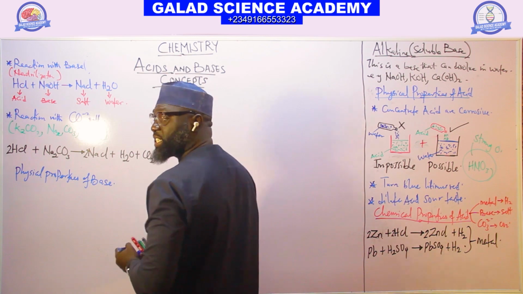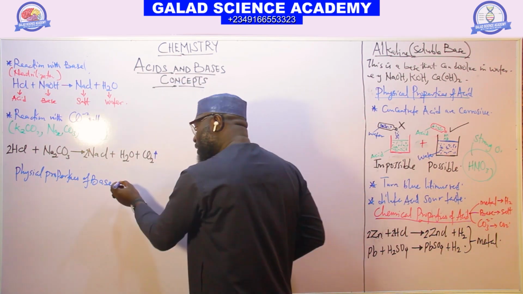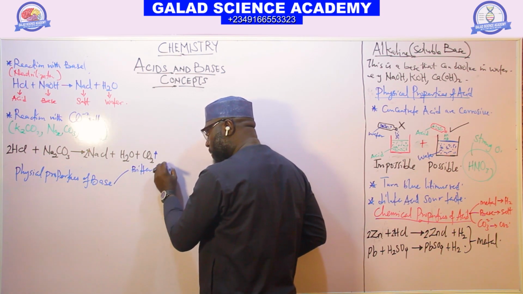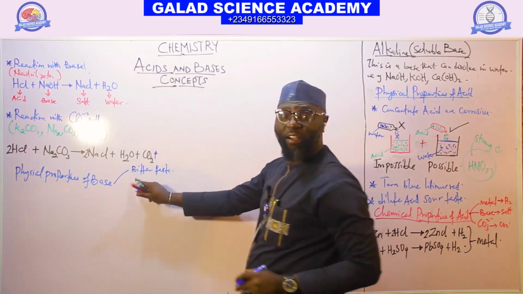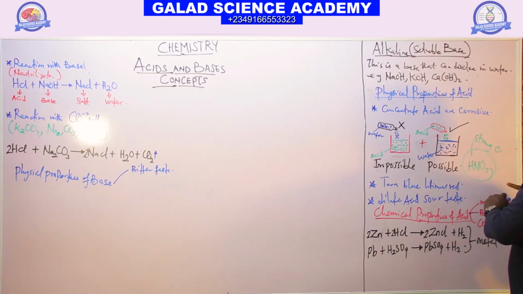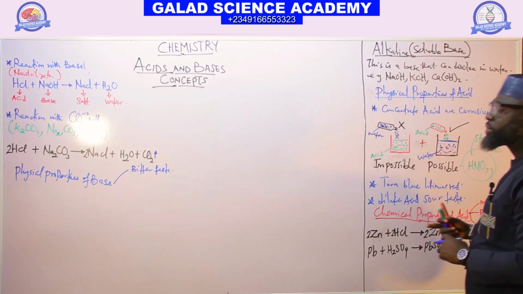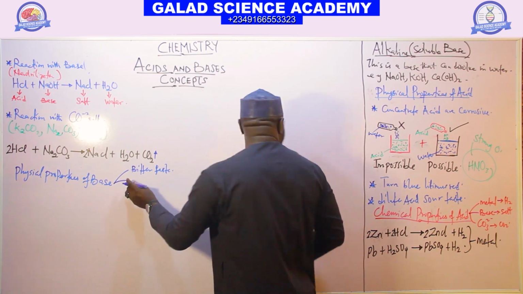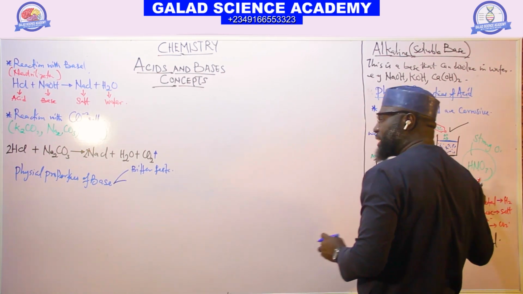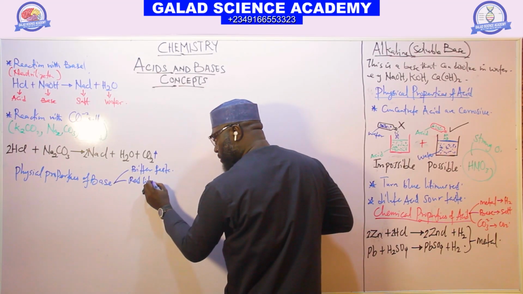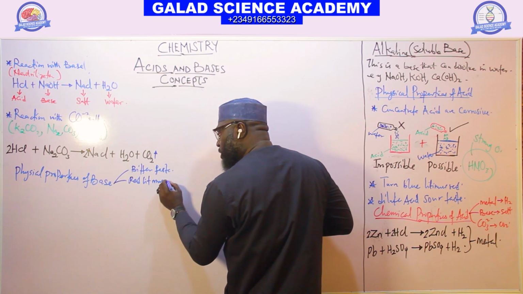The physical properties of base: the first one is that they have a bitter taste. The dilute base has a bitter taste, whereas acid has a sour taste. And for the base, they change litmus paper. If acid turns blue litmus red, base turns red litmus blue.